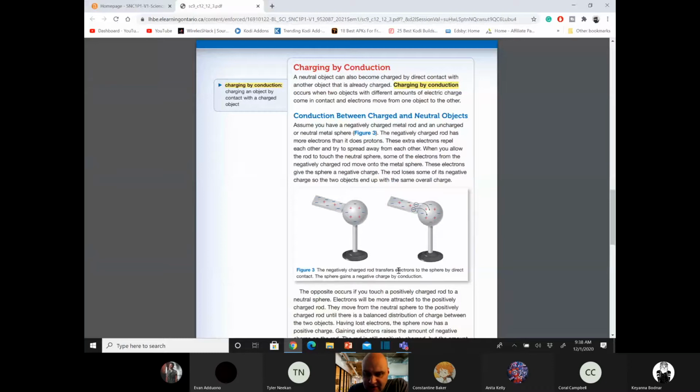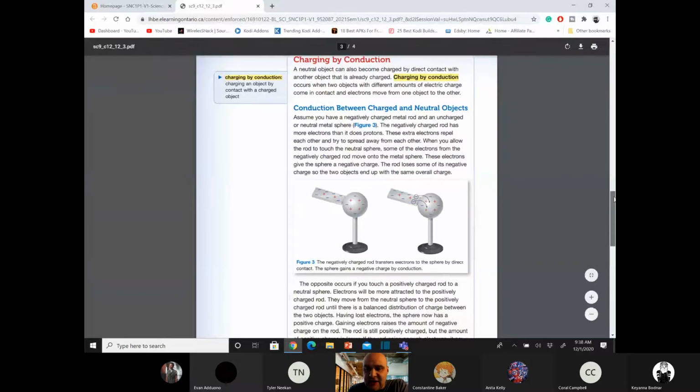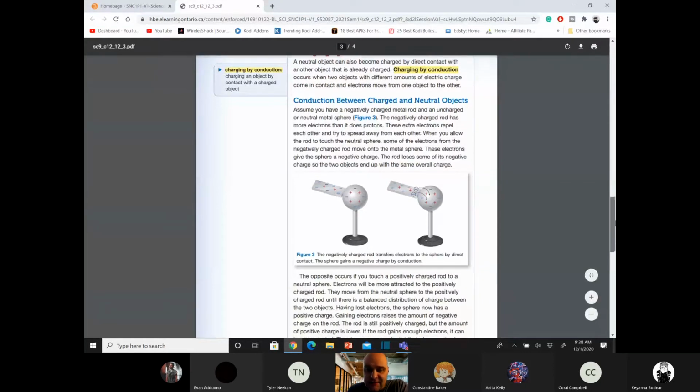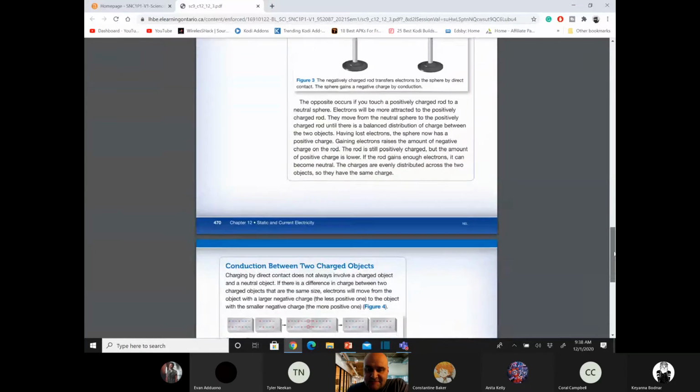So the negatively charged rod transfers electrons to the sphere by direct contact. The sphere gains a negative charge by conduction. That's essentially what's going on. You touch them together and the electrons can move from one object to another. Maybe I'll skip reading all that.